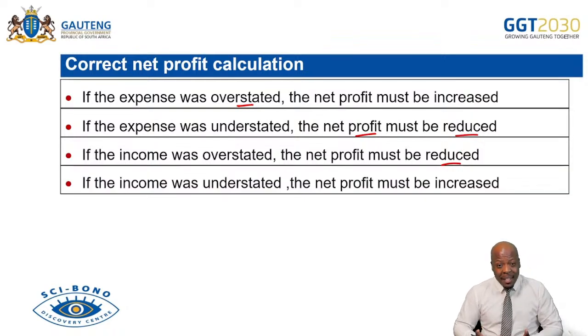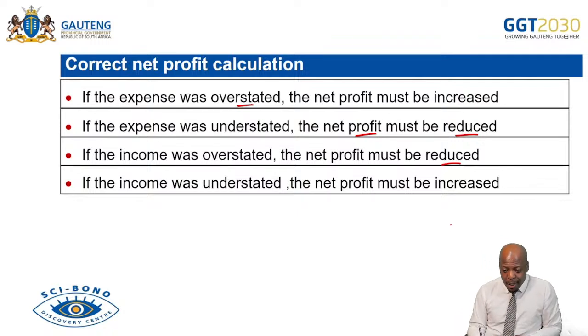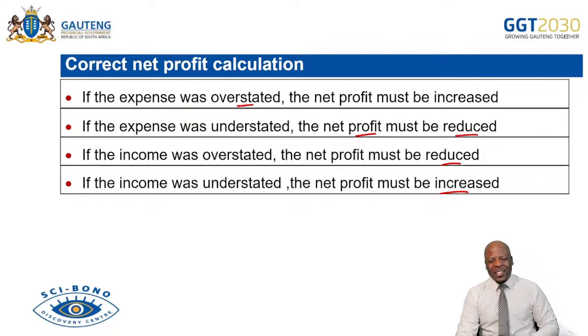And if income was understated, that means we've received rent income for 12 months, but we recorded 11. Therefore, we must go and add that missing 1 month. Therefore, profit must be increased in this case. And then, as I said, we're going to jump straight into the first activity. So we're going to look at the Gauteng prelim for the year 2020. And my focus is on question number 1.